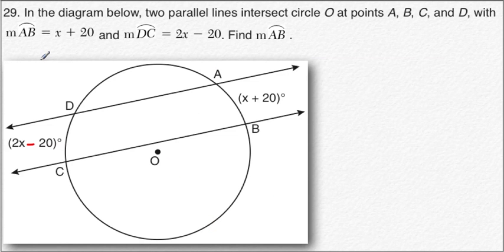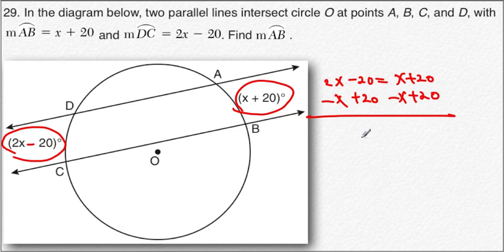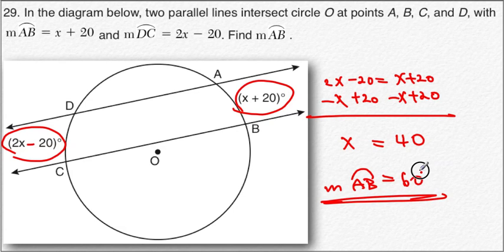Let's look at number 29. We have parallel lines in a circle O. What does that mean? That means these two arcs have to be equal to each other. So therefore we have 2x minus 20 must be equal to x plus 20. By adding 20 and subtracting x, we realize that x must be equal to 40. Then AB must be 40 plus 20, so the measure of arc AB must be equal to 60 degrees.